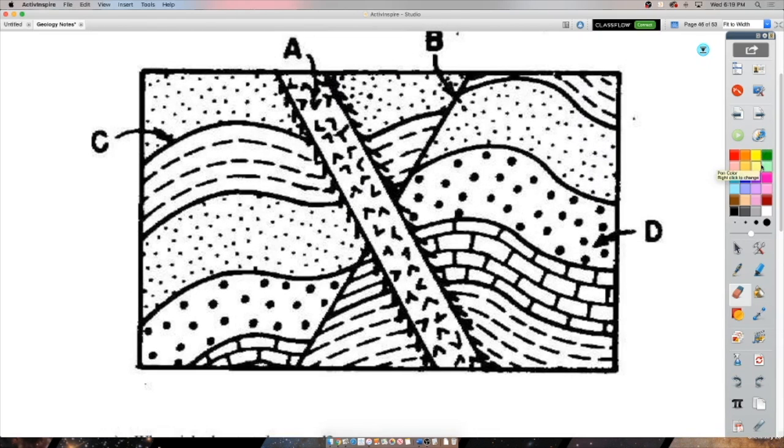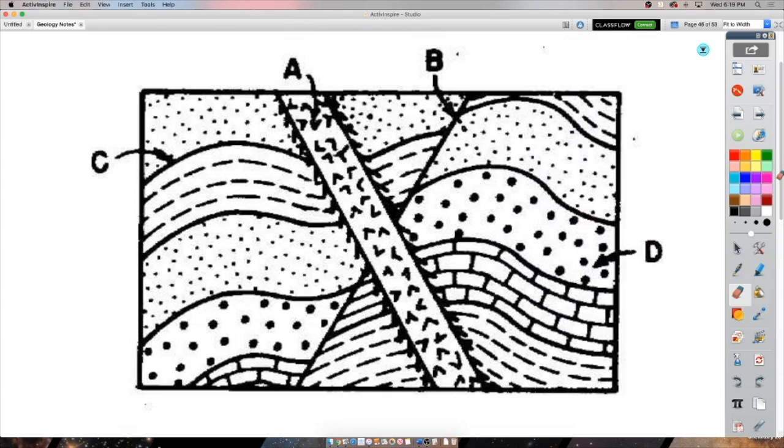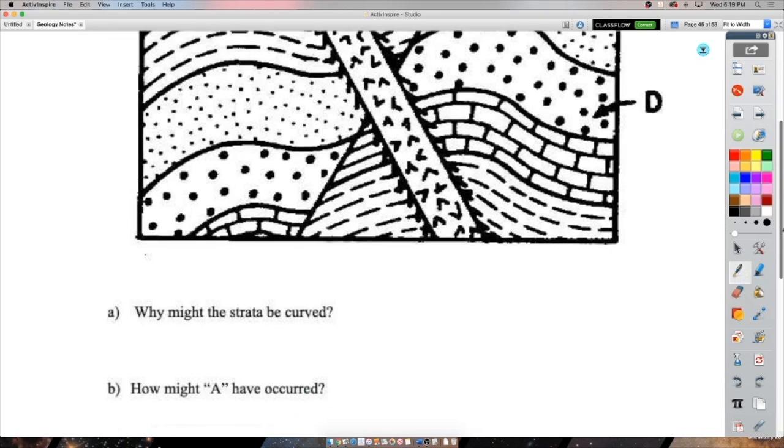Okay, again, try these on your own, especially C, okay? Since C is the new thing we're learning, see if you can answer part C here, which asks if the fault is older or younger than A, okay? Then if you want, come back to the video, press play or skip ahead and check if my answer matches yours. All right, let's start with A.